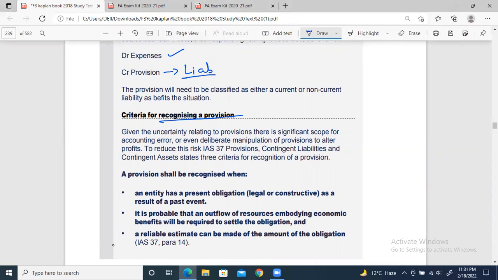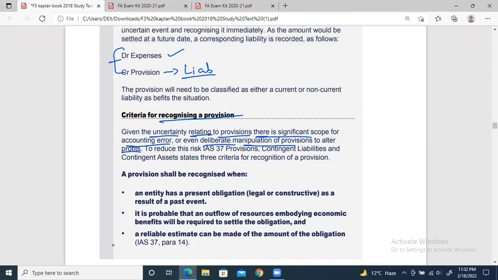Okay. So let's read it from here. Given the uncertainty relating to provisions, there is a significant scope for accounting error. Yes, obviously, because there is very much uncertainty over here, or even deliberate manipulation of provisions to alter profits. So as you know, the provisions entry that we studied just now, that provision basically increases the expense, right? If we are making a provision, we are automatically also making an expense.